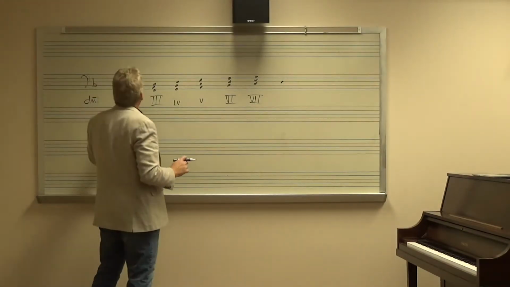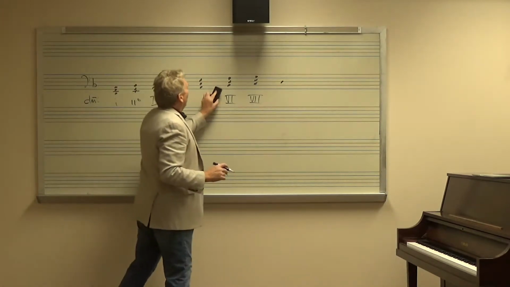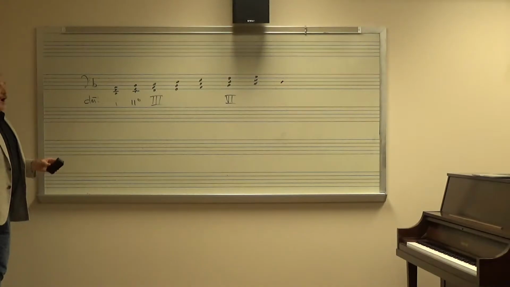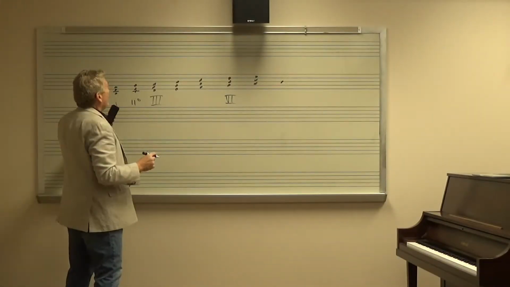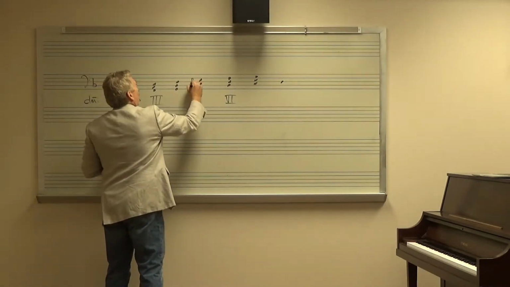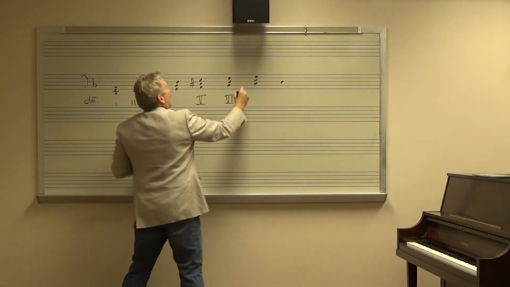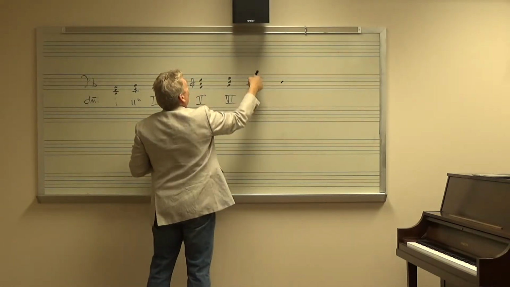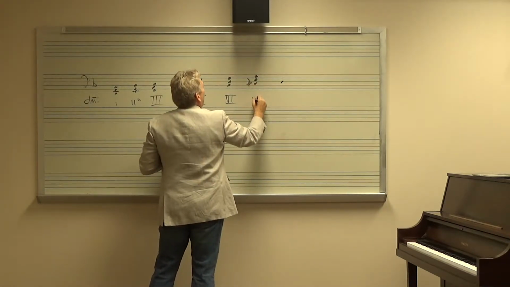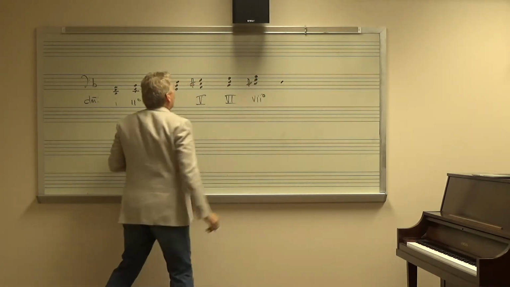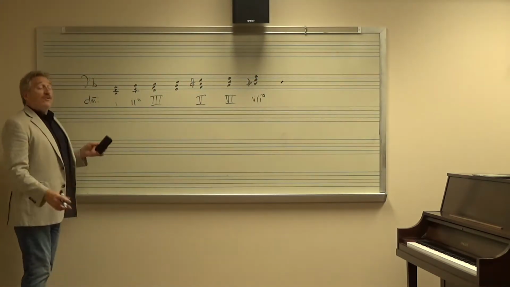Now let's go one step further and take a look at using the harmonic minor. We raise the 7th degree, that means we'd have a C sharp on our dominant, making it a major triad, and on our 7th degree, moving from being the subtonic to the leading tone, giving us a diminished triad.